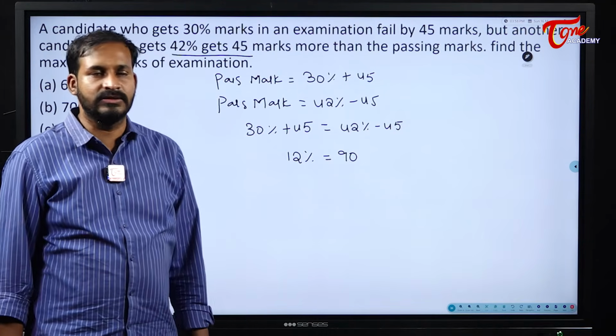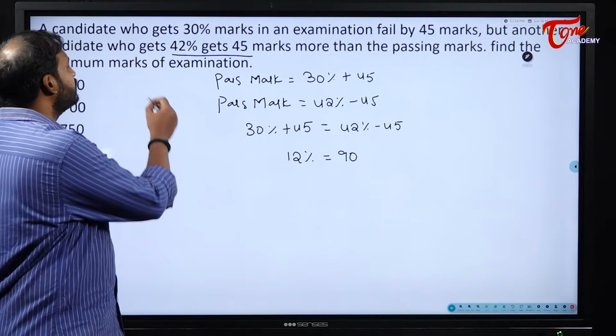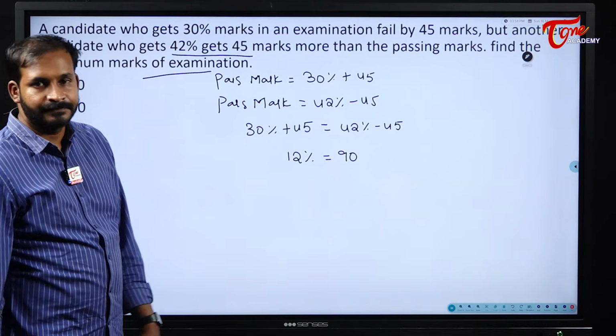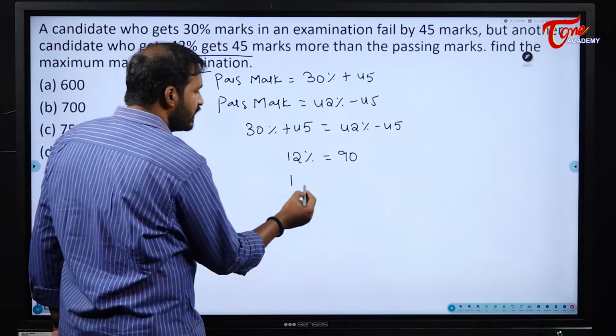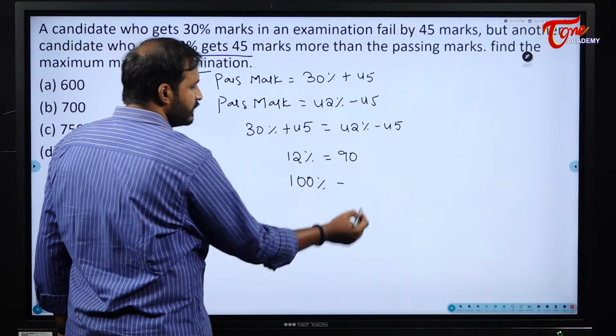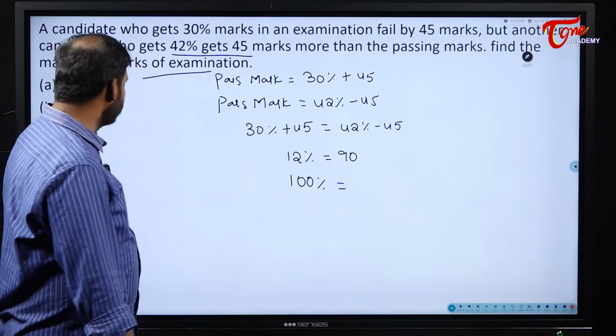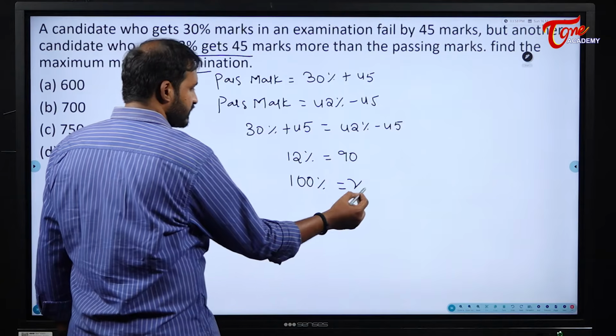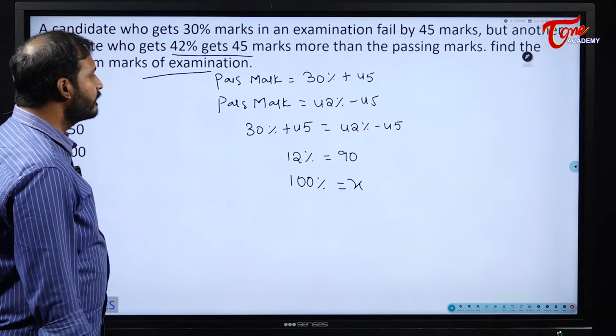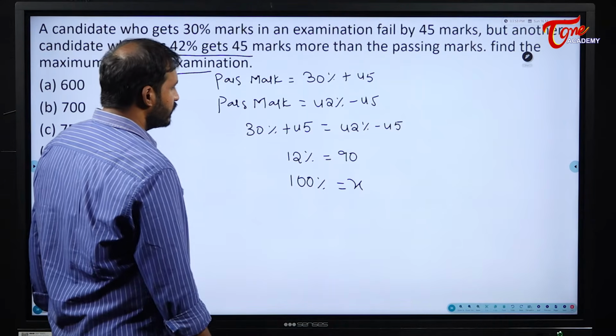12% of total marks is equal to 90 marks. Find the maximum marks in the examination. The maximum marks means what? 100%. Maximum marks is equal to what? 100%. Assume it as some x or something like this. Now solve it. What are you going to get?